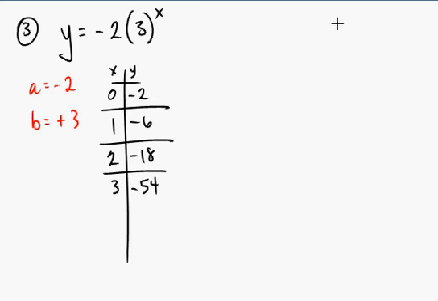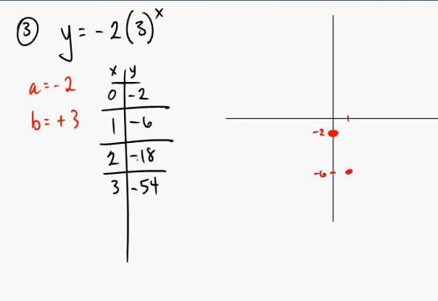Okay, let's graph this much of it and see what this looks like. 0, negative 2. 1, negative 6. 2, negative 18. Now it's dropping fast. Right? Looks like it's doing this, right? So it doesn't look the same as the other growth curve, does it? No, it doesn't look like this.